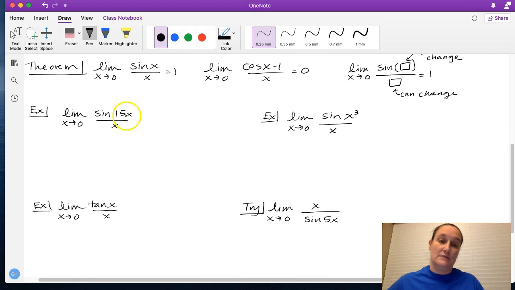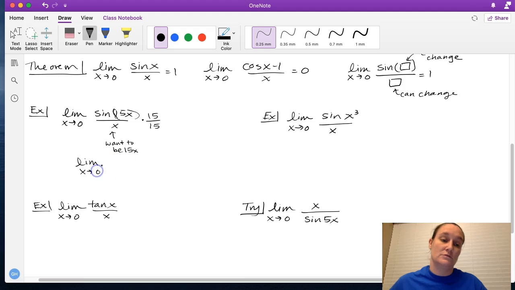We have the limit of sine 15x, and this would be sine of 15x. I'm usually lazy and don't put the parentheses around it, over x. The deal is we want this to be 15x to use the theorem. So how do we get this to be 15x? We multiply by 15. If we multiply by 15 on the bottom, we also have to multiply by 15 on the top.